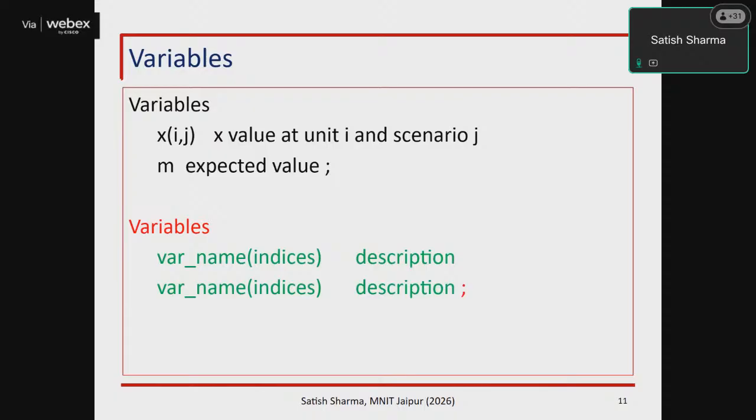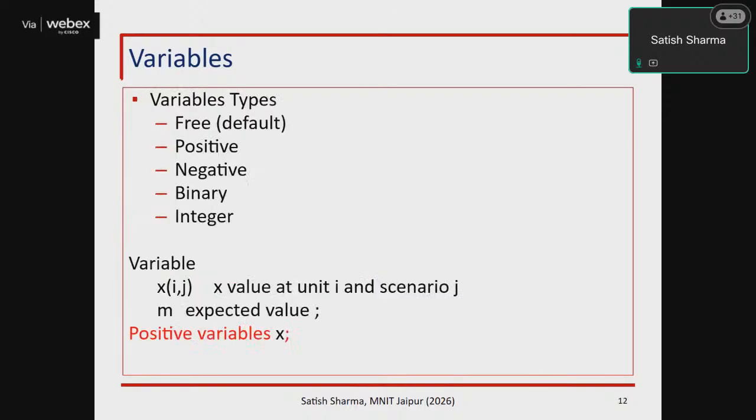Now how to define variables? So variables, again, this is a syntax. The variable name, then a user input index you can provide, or it is optional. Maybe some variables do not need an index, and then some description. So it is just the declaration of the variable. Then we have to define the variable as well. So like here I am declaring the variable.